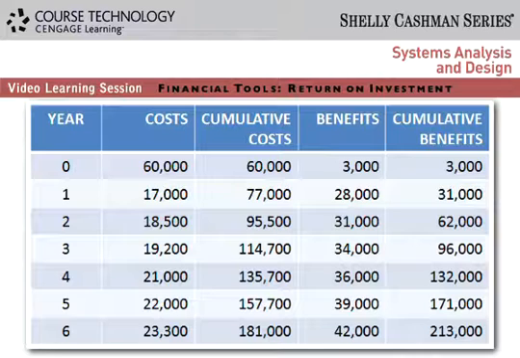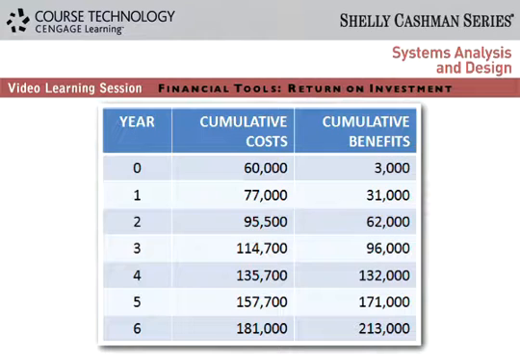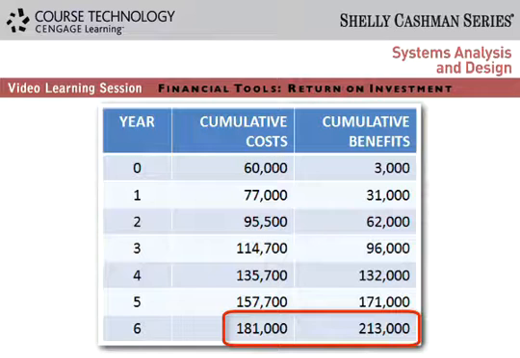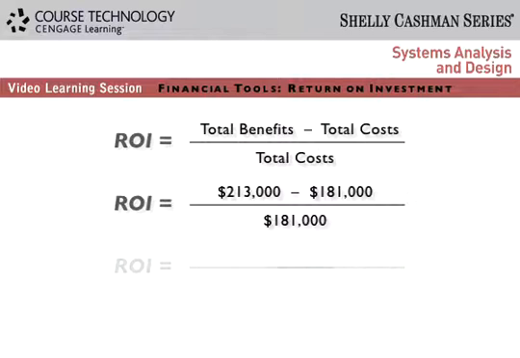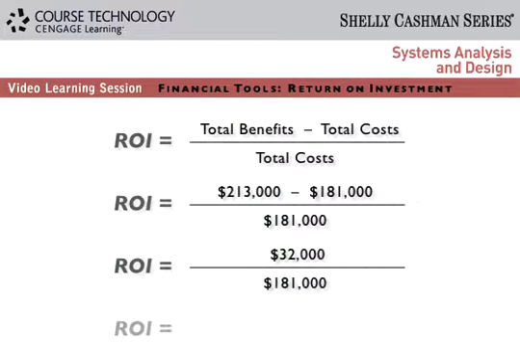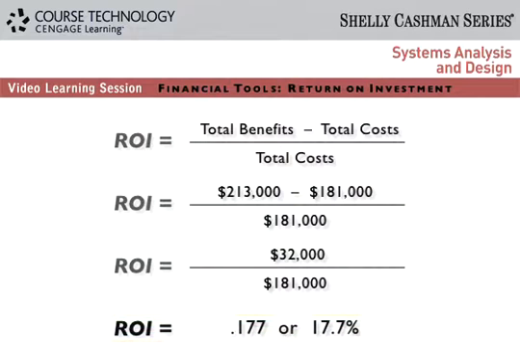Here is a table that shows costs and benefits. To calculate ROI, we need to focus on cumulative costs and benefits. At the end of the project's useful life, we have invested a total of $181,000 in costs and received a total return of $213,000 in benefits. When we plug those numbers into our ROI formula and do the math, we see that ROI is almost 18%. Again, that's over a 6-year period, so the average return is a little less than 3% per year.